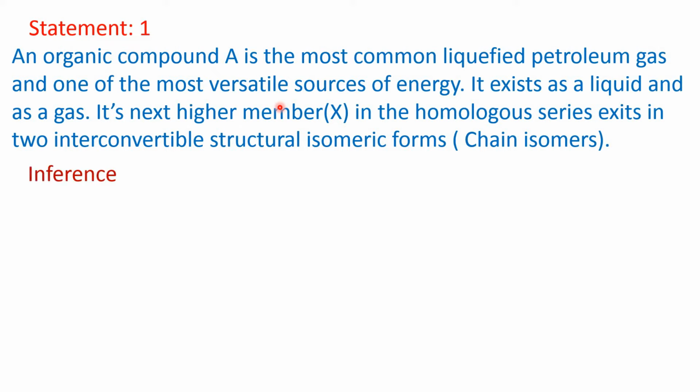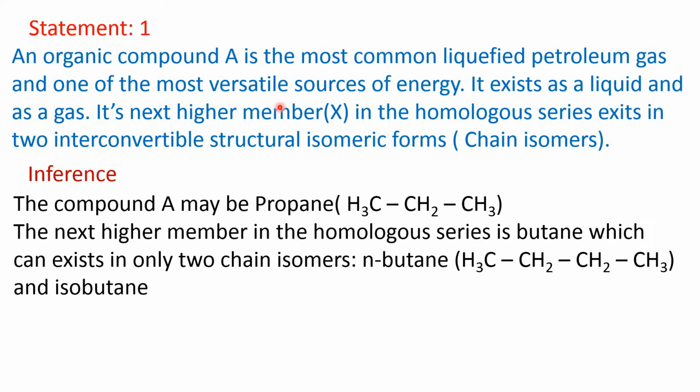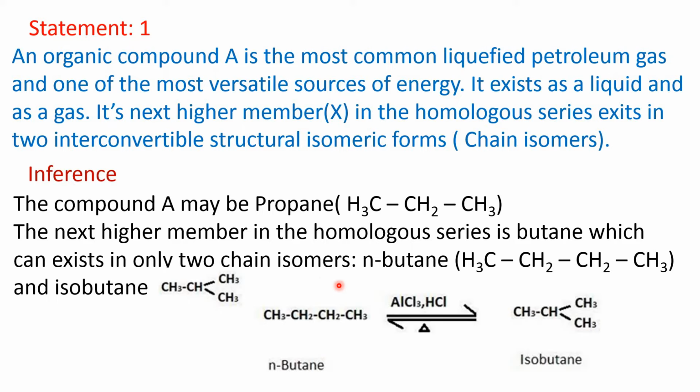So, inference. What inference can we draw? Already I told, compound A may be propane. The next higher member in the homologous series is butane, which can exist in only two chain isomers, n-butane and isobutane. Now, this normal butane, when treated with aluminium chloride and hydrogen chloride, is converted to the other chain isomer, that is isobutane. And this is the answer to your second question, or question number 2.